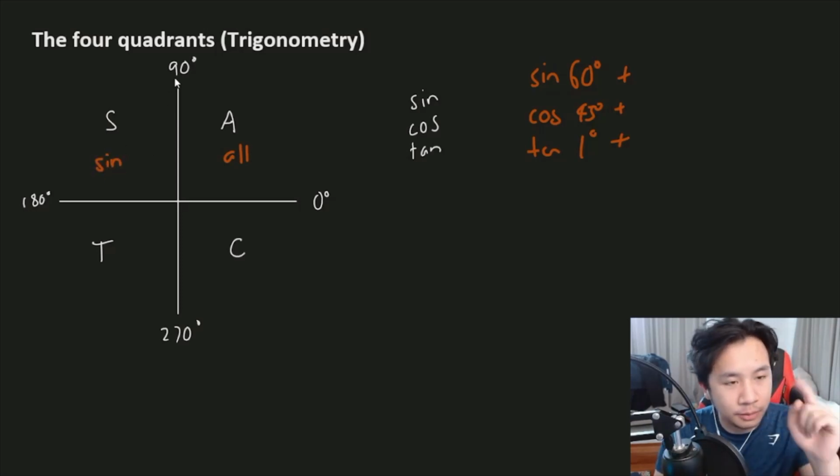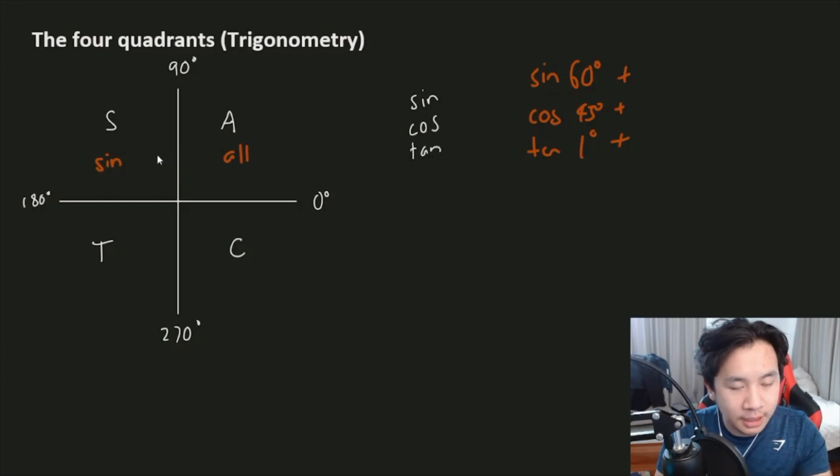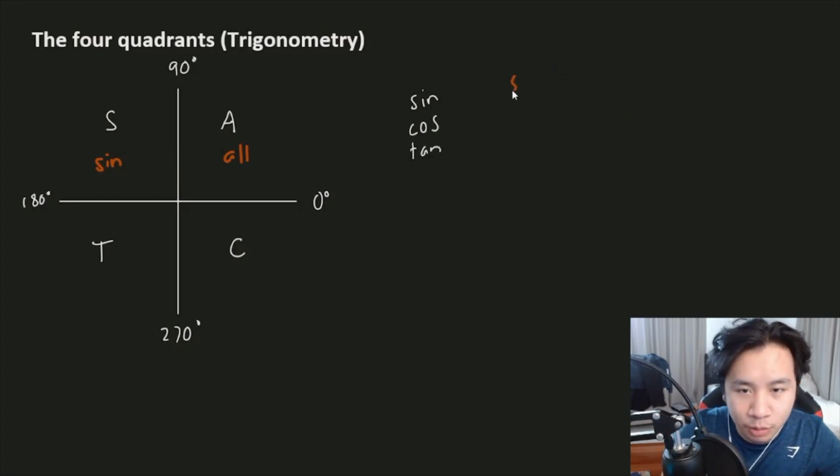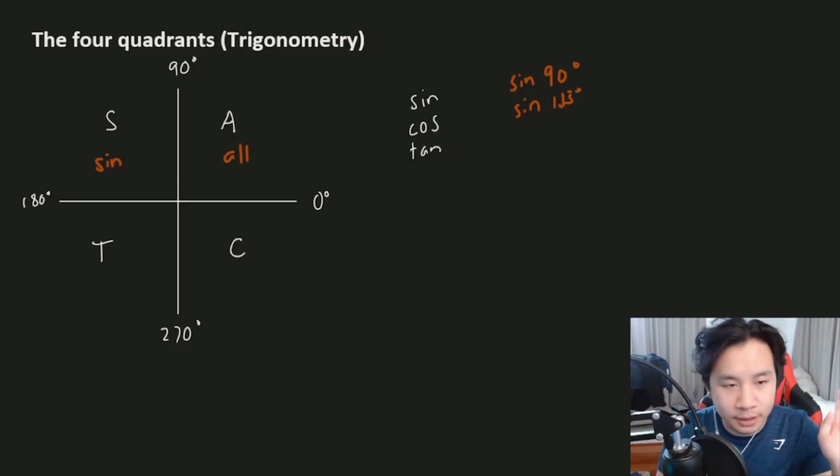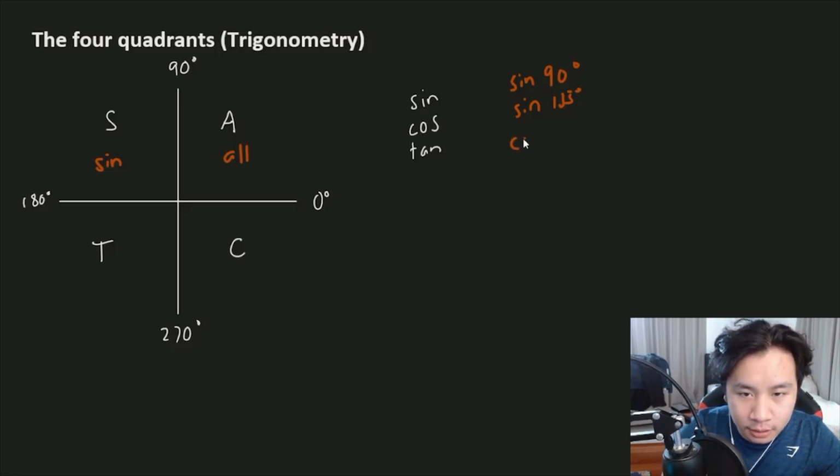Now, S is sine, as you might be able to tell. So from 90 to 180 degrees, sine is positive. So for example, sine 90, sine 135, you get it. It's just in between 90 and 180. And if it's not sine between 90 and 180, it will be negative. So if you had cos 90 as well, this is going to be negative. If you had tan 135, this will be negative. And so the same applies to the rest.